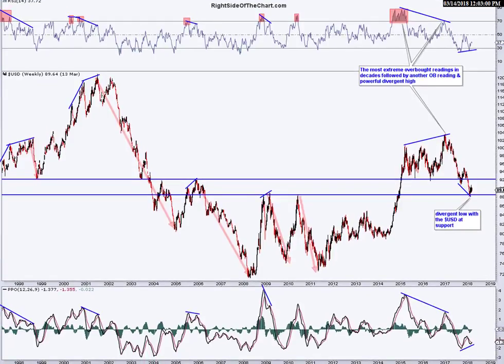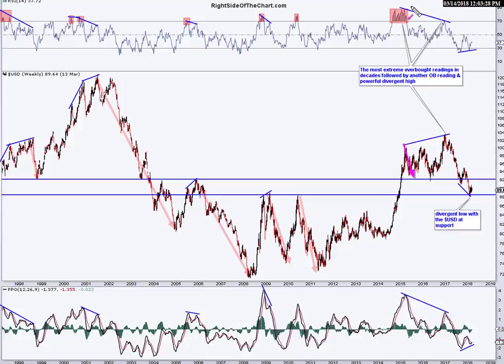It's an end-of-day chart, so it doesn't reflect today's trading yet, but what I'm looking at here is the bigger picture. Up top, you can see the RSI. You can see all the overbought readings and divergent highs. The red arrows show all the corrections that came after those overbought readings. Back here, we had the most extreme overbought readings in decades in the US dollar index. And of course, that was followed by a correction. I don't have the red arrow drawn there, but you can see we did correct from that point.